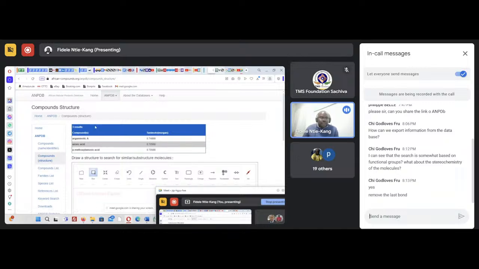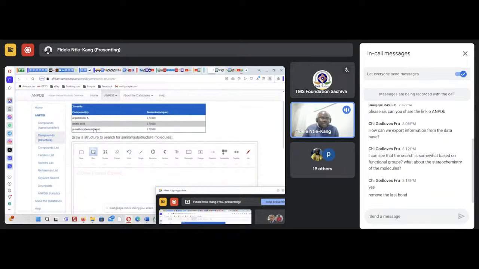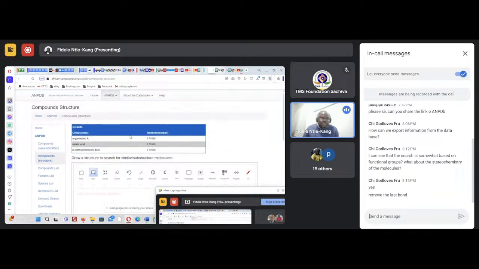Okay, and it gives me three of them. These are three compounds in my database that are similar to aspirin. The first has a similarity to aspirin with a similarity coefficient of 0.74. Then there is anisic acid as well. And also, of course, we know benzoic acid is also very similar, with the same core structure.